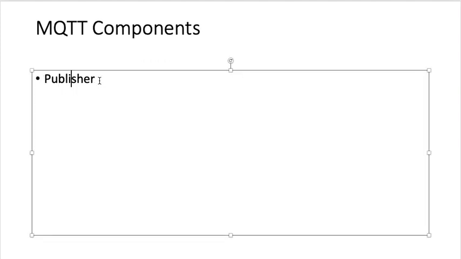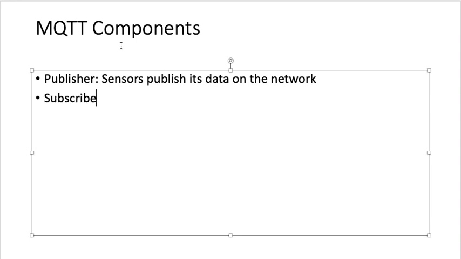The first component of MQTT is a publisher. Publisher is nothing but the sensors here, right? Sensors will publish their data onto the network, you can say. The first component is the publisher. The second component is the subscriber. So subscriber is nothing but the applications which are interested in the sensors' data.